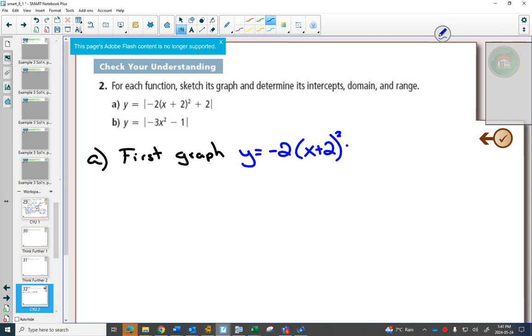So this is a nice unit because it reviews our graphing parabolas unit that we did earlier that you're going to need to know for your exam.